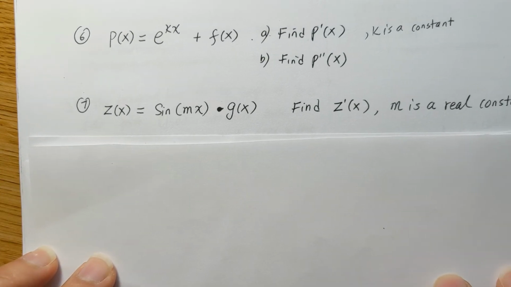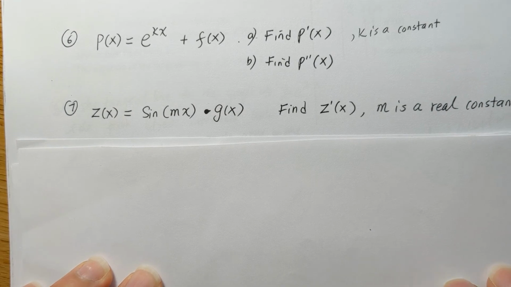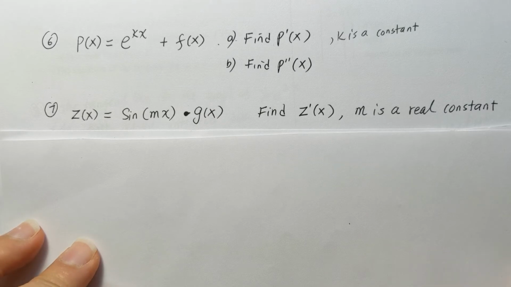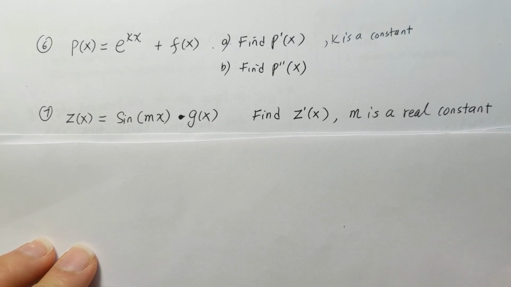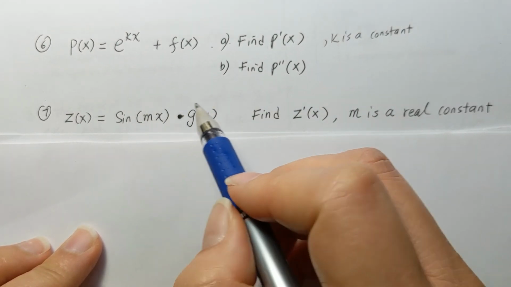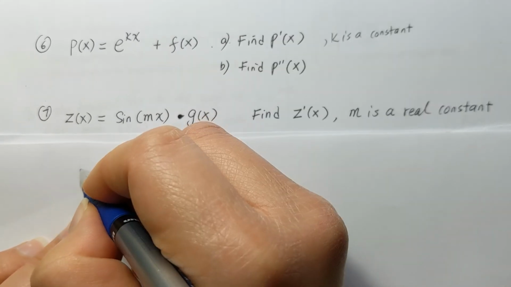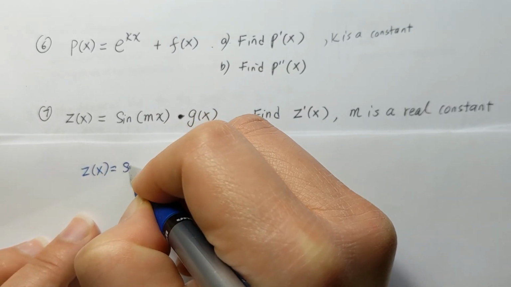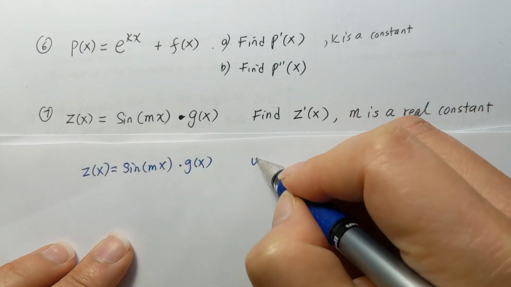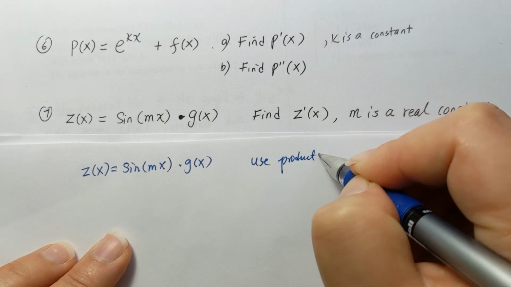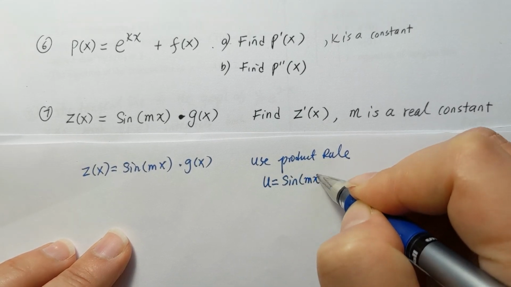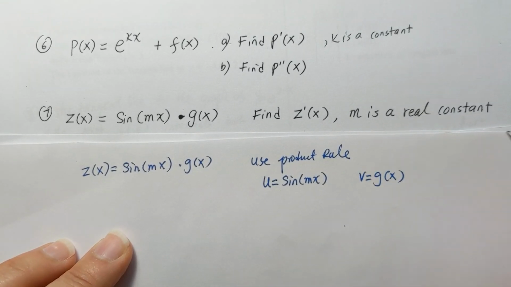Number 7, it says that z of x equal to sine mx times g of x, find z prime of x. M is a real constant. So we have a product over here. So we have to use the chain rule with a product rule. So we get z of x equal to sine mx times g of x. So we have to use the product rule. So u equal to sine mx and v equal to g of x.